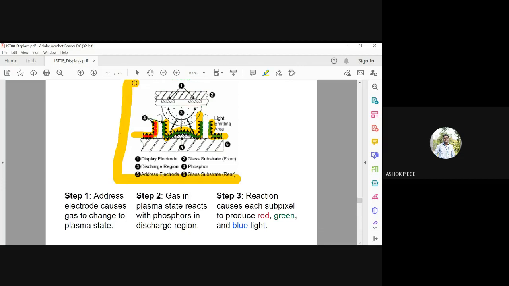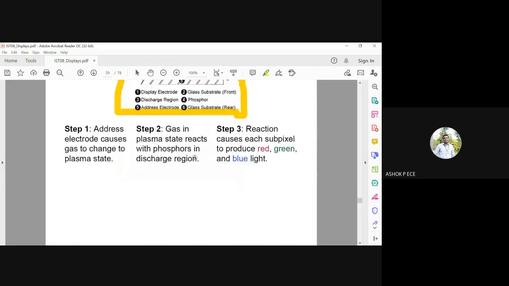This is a single pixel. Depending on the reaction, you will be having the production of red, green, and blue light. And the reaction region, the discharge region, is given by here. Okay.